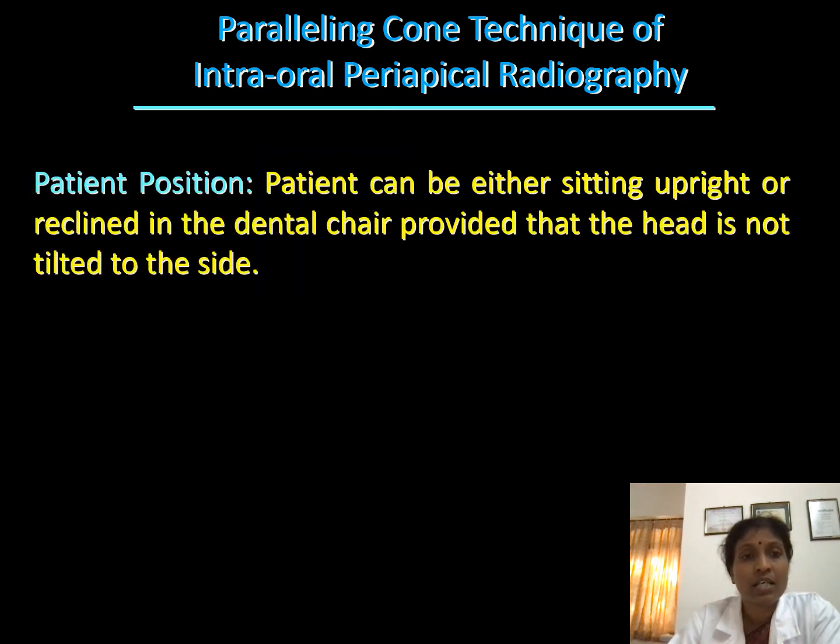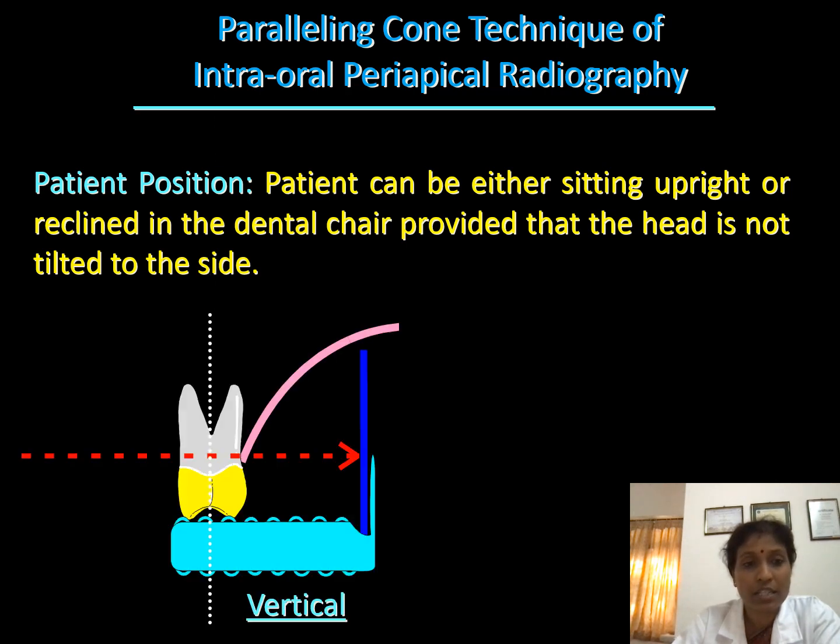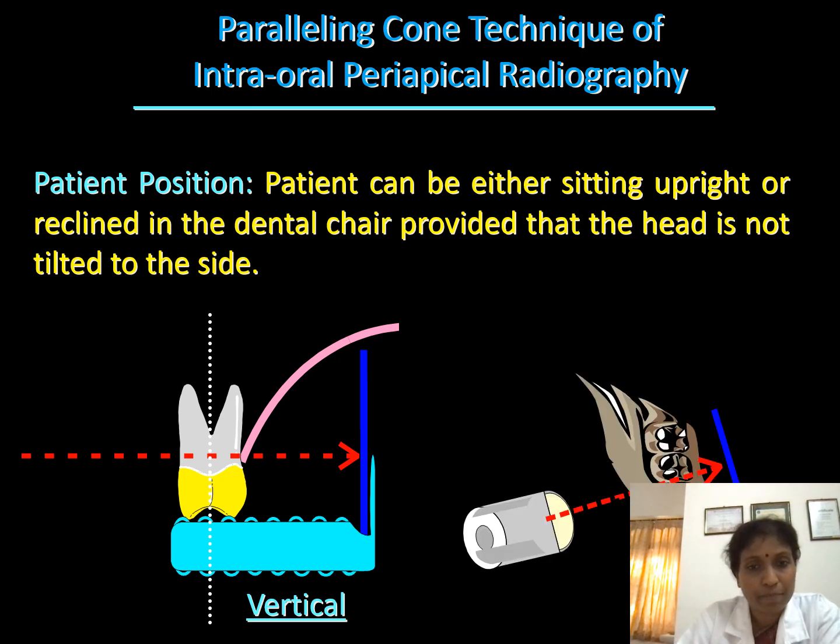In this technique, the film is placed parallel to the long axis of the teeth, and the central ray is perpendicular to both the teeth and the film placed inside the oral cavity. This is how the central ray passes: the red line passes through the long axis of the teeth, and the blue one is the film or the receptor. The red ray, which is the central ray, is perpendicular to both the teeth and the film placed.